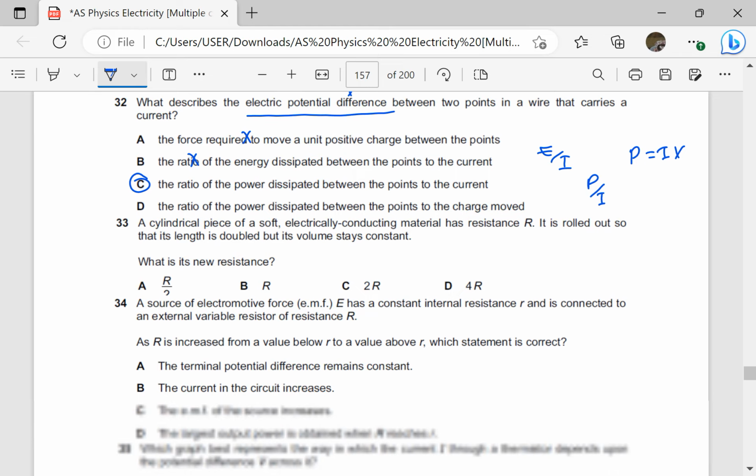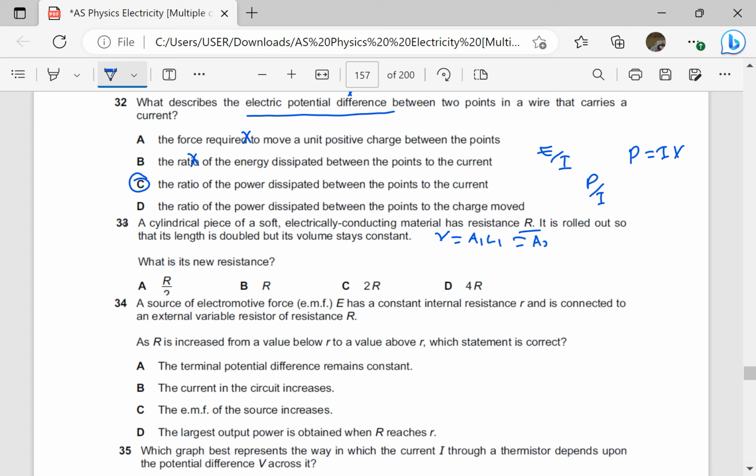A cylindrical piece of a soft electrically conducting material has a resistance R. It is rolled out so that its length is doubled, but its volume stays constant. If volume stays constant, remember volume is going to be cross-sectional area of the first one times its length. This should be called the cross-sectional area of the second one times the length L2. So let's find A2.